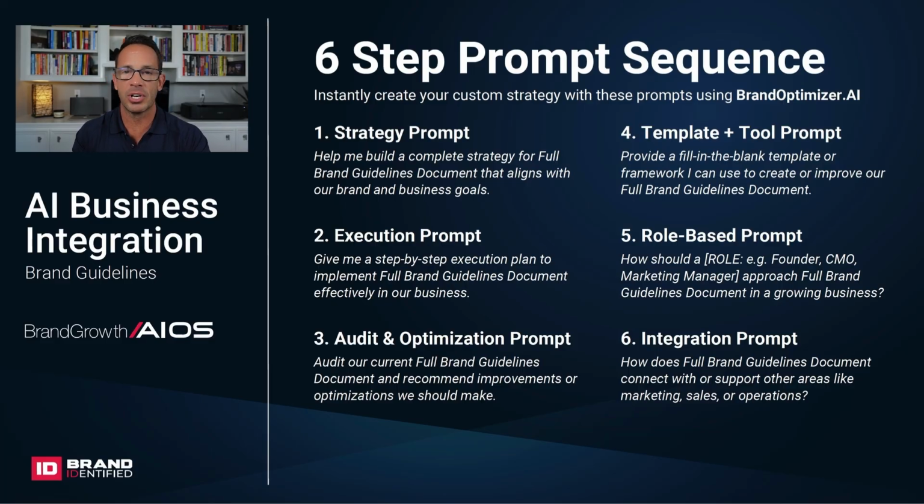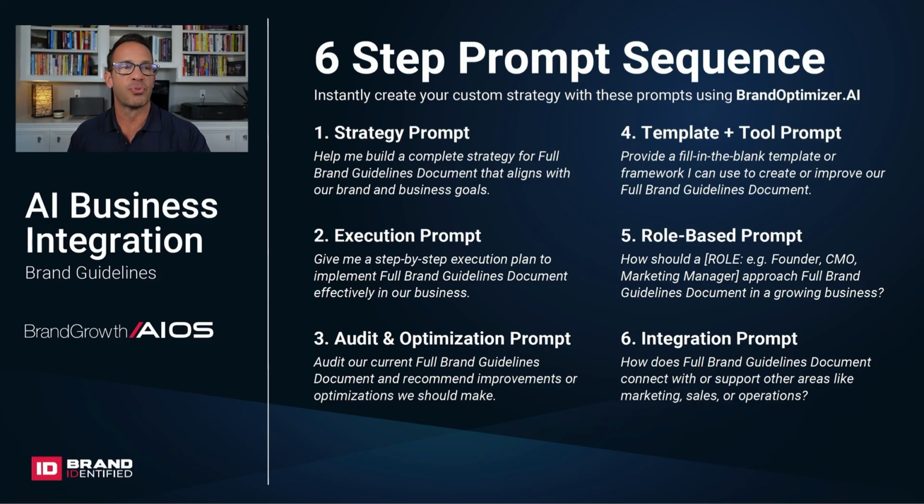The first prompt here is your strategy prompt: help me build a complete strategy for a full brand guidelines document that aligns with our brand and our business goals. Prompt number 2 is your execution prompt: give me a step-by-step execution plan to implement a full brand guidelines document effectively in our business. Prompt number 3 is your audit and optimization prompt: audit our current full brand guidelines document and recommend improvements or optimizations that we should make.